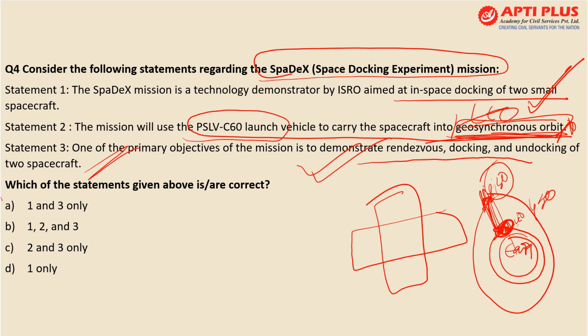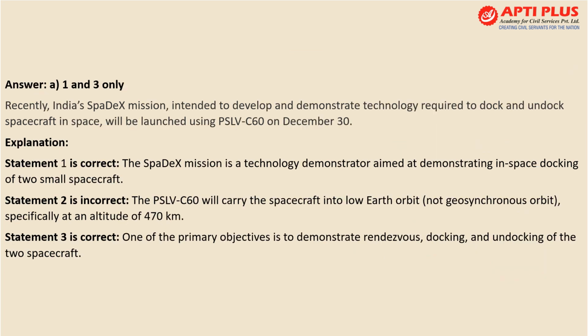So your option 1 and 3 are correct. Answer is A. The mission launched on December 30, PSLV C60, is a technology demonstrator for in-space docking of 2 small spacecraft. And the height, low Earth orbit mein aapki 470 kilometre. Geosynchronous orbit ki height bahut zyada hoti hai.